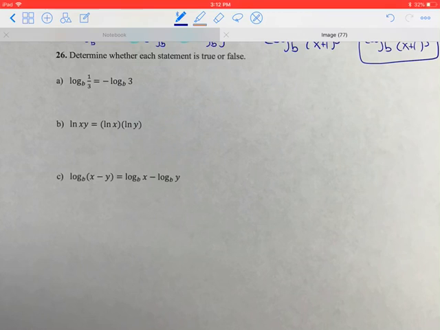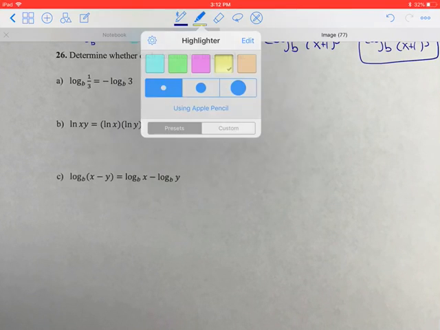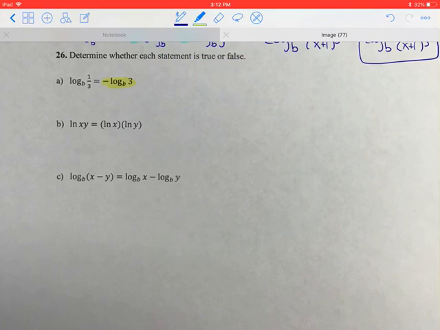So if I look at part A, I have log base b of 1/3, and I want to know if that's equal to negative log base b of 3. So I'm going to choose this side as my side to manipulate. And the reason I'm choosing it is because I see a negative in front of there. I can think of that as a -1.